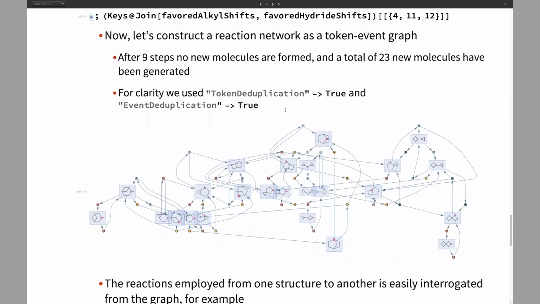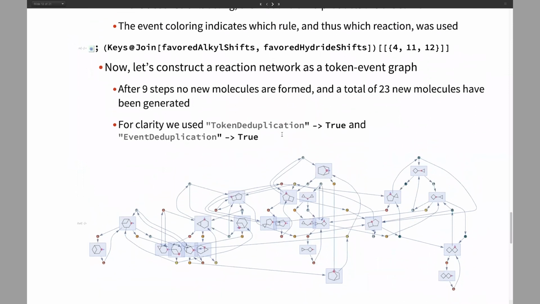Okay, I ran this set of reactions, and after 9 steps, the token event graph stopped changing. It didn't add any more new tokens to it and have any more new events. And this is what the final graph looks like.